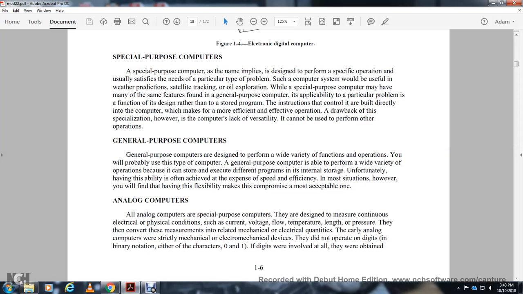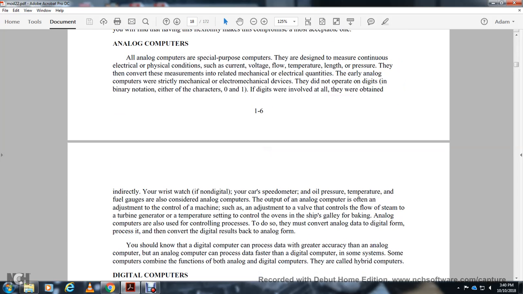Analog computers. All analog computers are special purpose computers designed to measure continuous physical conditions such as current, voltage flow, temperature, length, and pressure, and to convert, measure, and relay these mechanical or electronic quantities. The early analog computers were strictly mechanical or electromechanical devices. They did not operate on digits in binary notation, either 0 or 1. If digits were involved at all, they were obtained indirectly. Your wristwatch or non-digital car speedometer, oil pressure, temperature, and fuel gauges are considered analog computers.